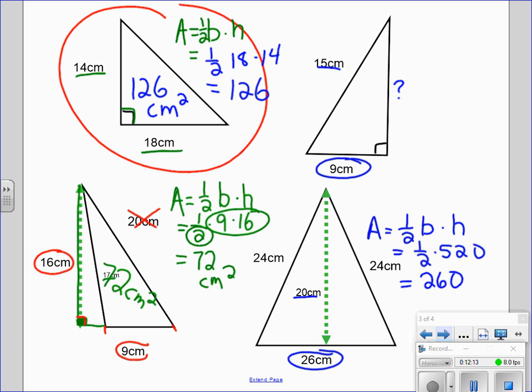260 is the grand total of 260 centimeters squared.